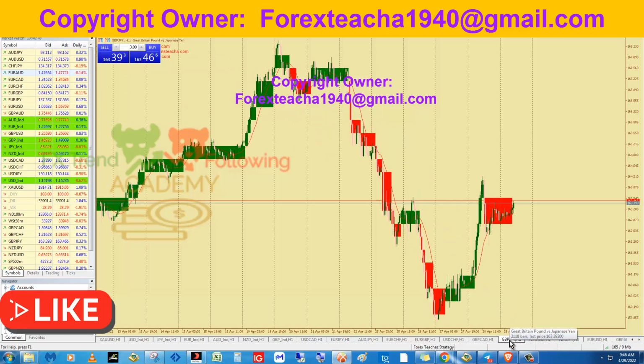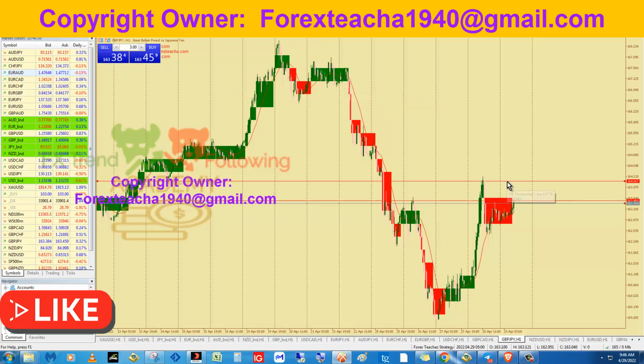You can also go to Pound JPY. The current trade right now, or current setup, is actually a sell trade. I was just going to simply take my sell right here where it is and put my stop loss above my green box. All right, and this is a valid trade.